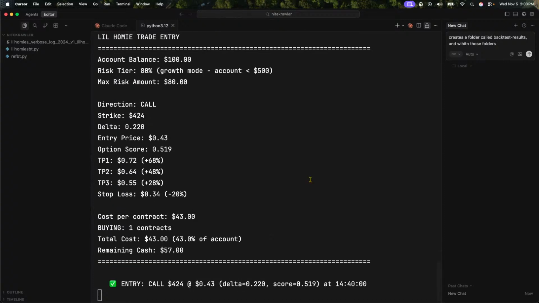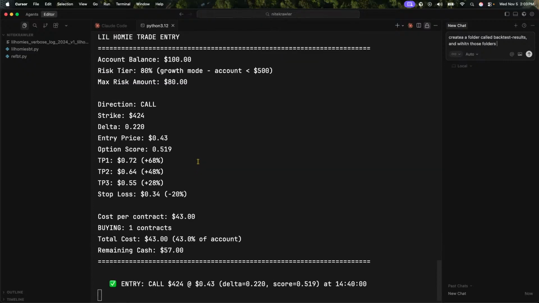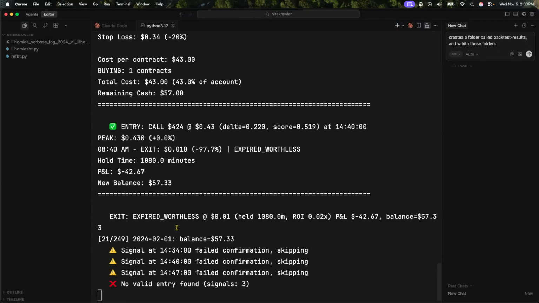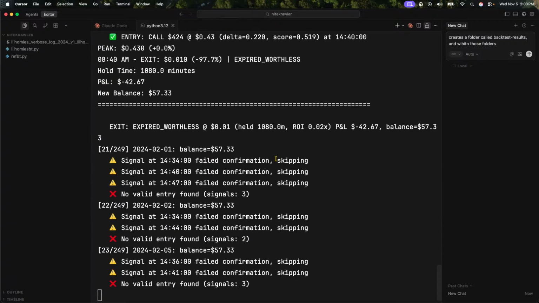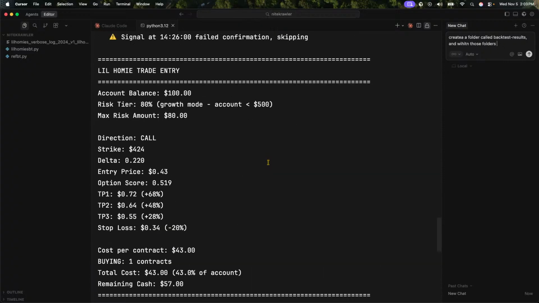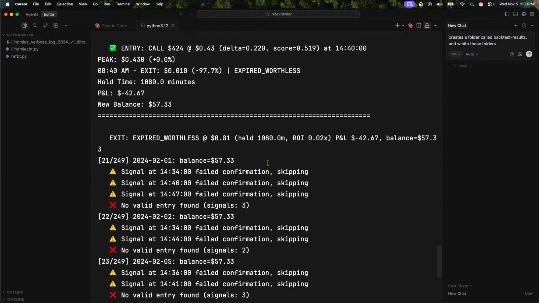Oh, here's our first trade. We caught our first trade, y'all. Oh, we got in overnight. And then let's see. We're selling it in the morning. Expired worthless. Oh, I got to find out what happened there. We got it, but it expired worthless.